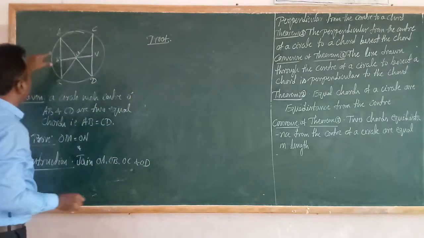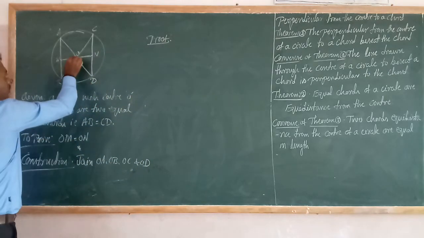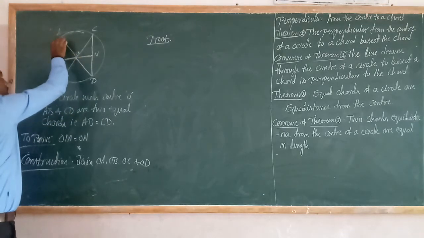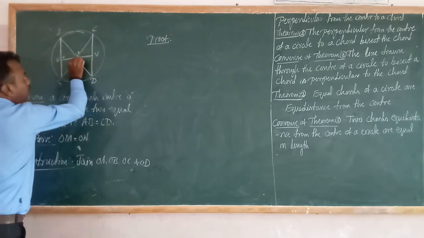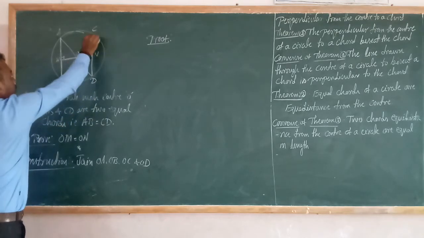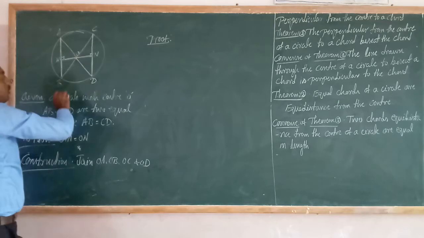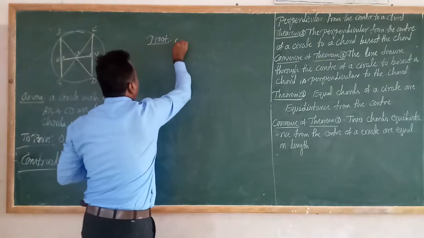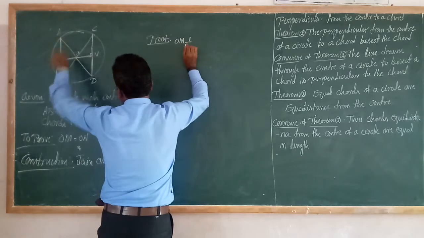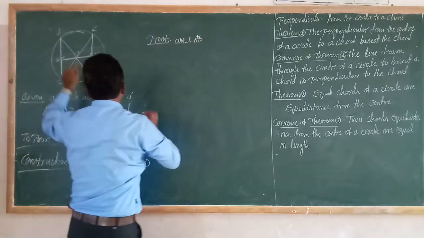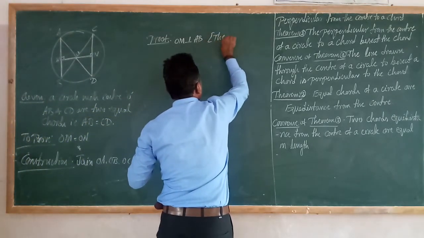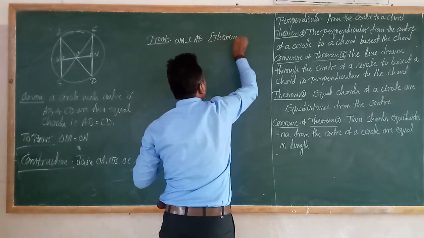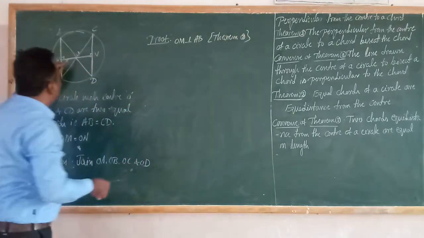Okay, see, AB is a chord and O is the center of the circle. This line I will draw the perpendicular to the chord of the circle. Then this is also a perpendicular line from the center of the circle to the chord. Is it right? That's why OM is perpendicular to AB because of theorem 2. According to theorem 2, OM is perpendicular to AB.